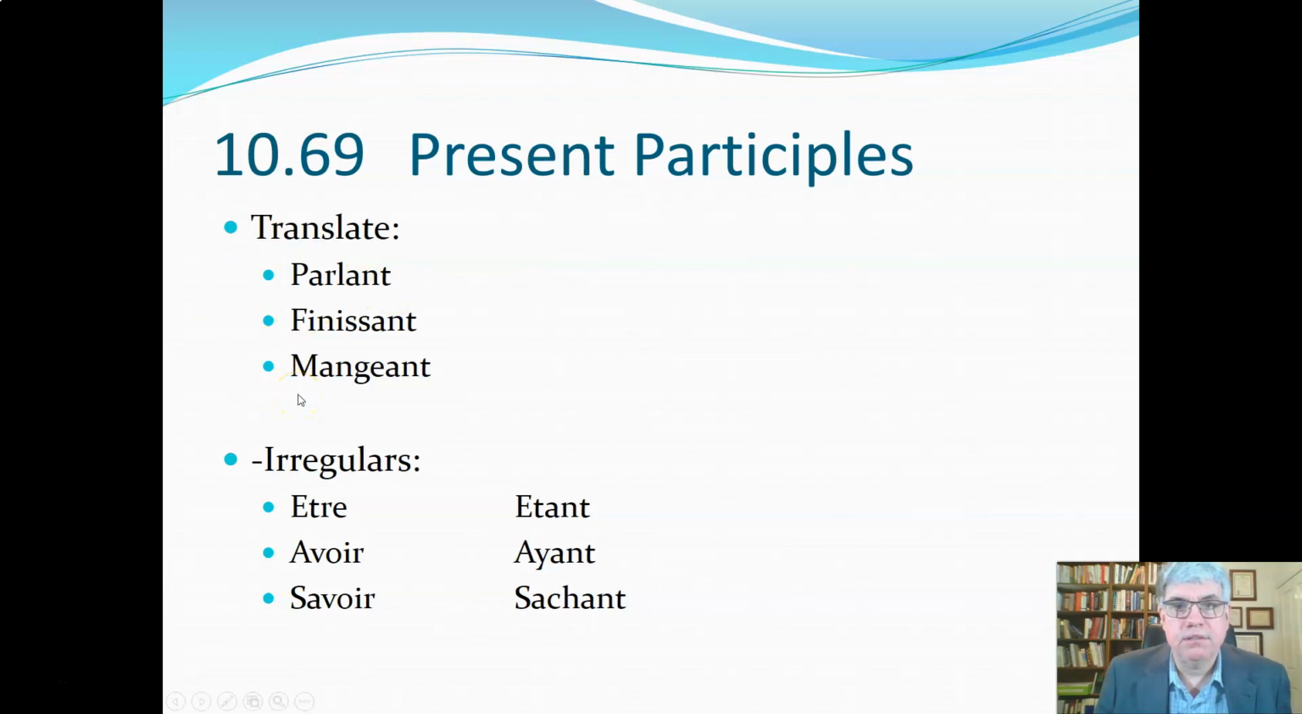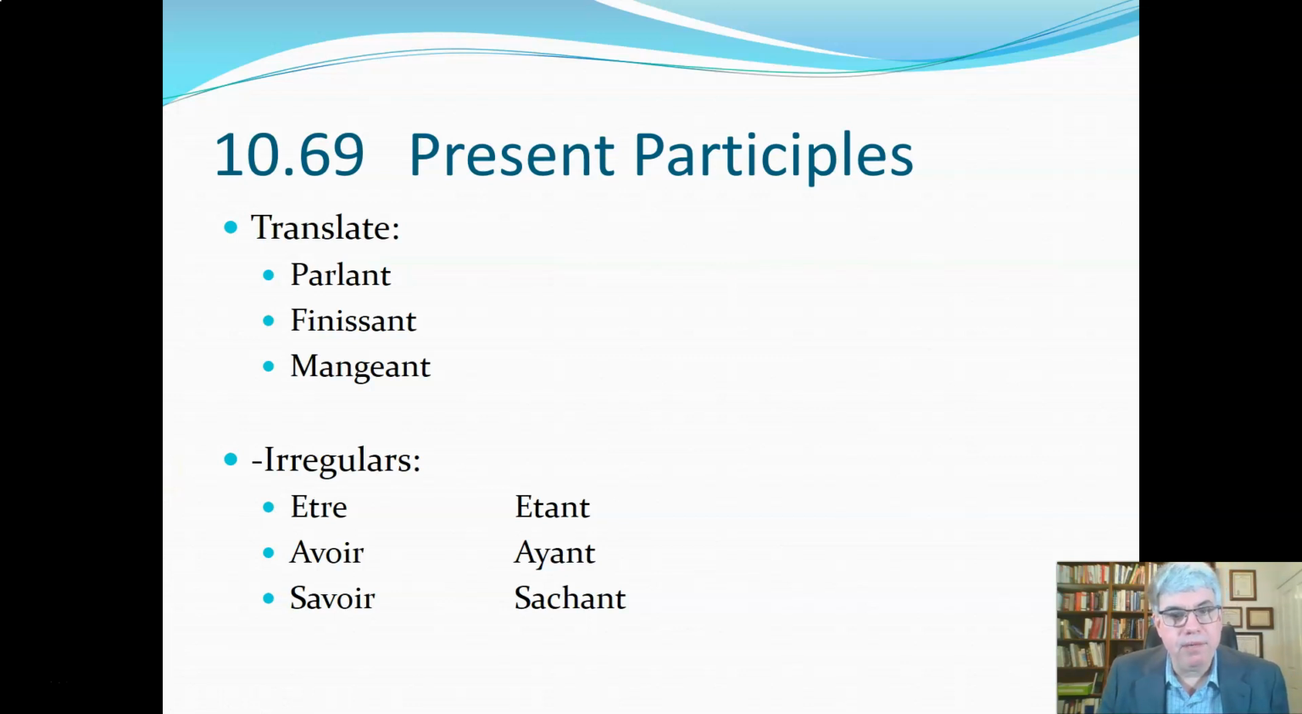Mangeons would be eating. Now notice how we have this extra E there, and we put that E in there so that the G stays soft. If there's no E, it would be mangon, and that's not the word. You say mangeons. So French will stick in extra letters to keep the vowel having the right sound when the conjugations wouldn't necessarily create the right sound otherwise.